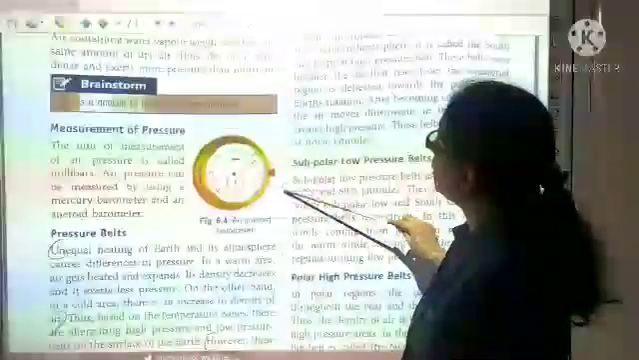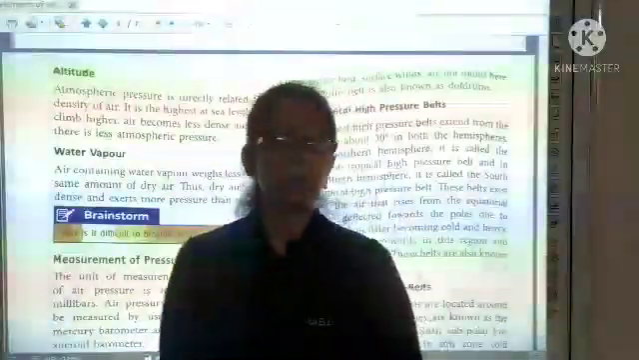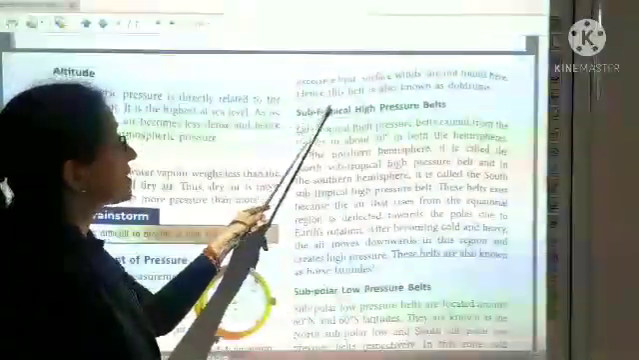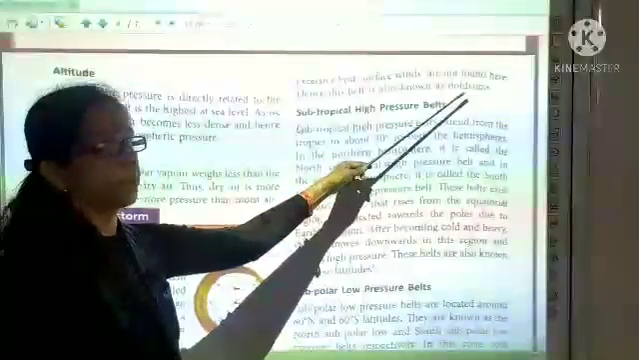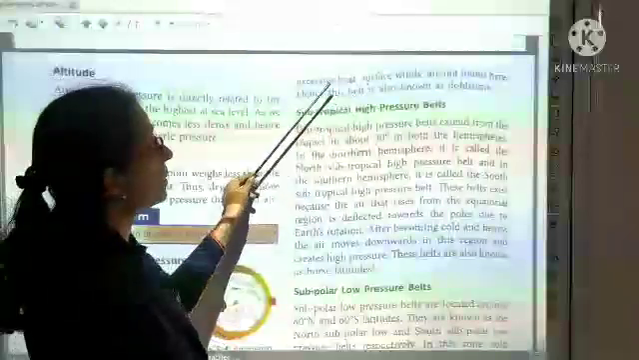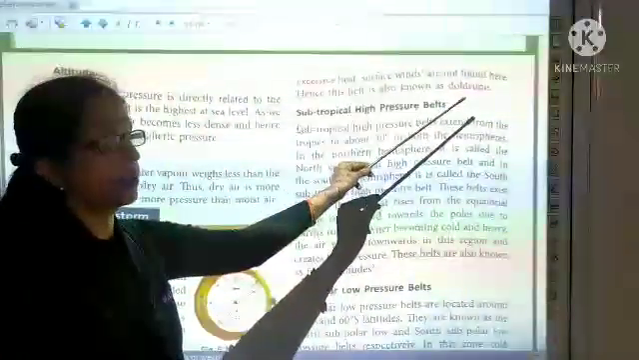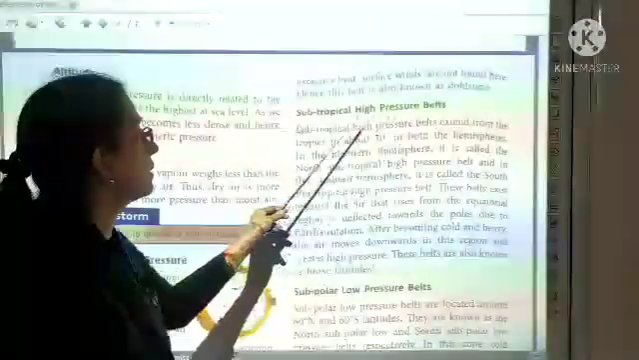Due to this, what happens? Excessive heat, surface winds are not found here. Hence this belt is also known as doldrums. इसीलिए इस बेल्ट को doldrums ही बोलते हैं क्योंकि यहाँ पर बहुत ज़्यादा excessive heat होती है. Surface winds are not found here. Surface wind वहाँ पर आपको नहीं मिलती.